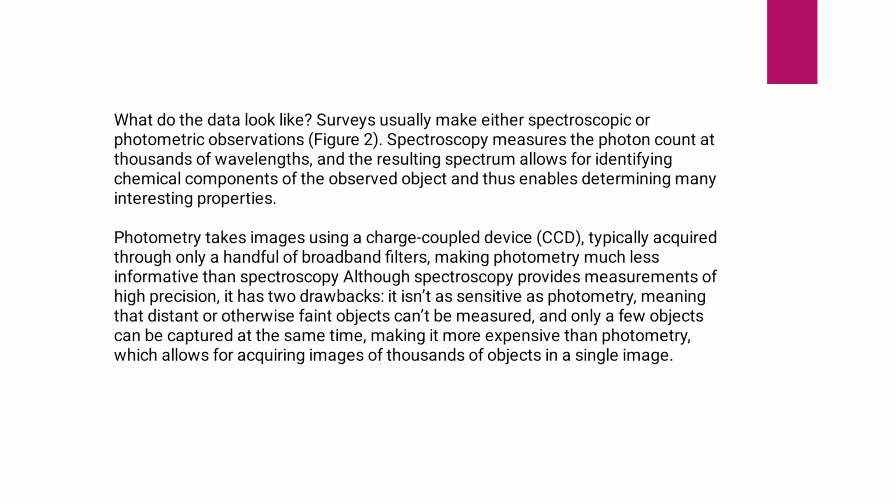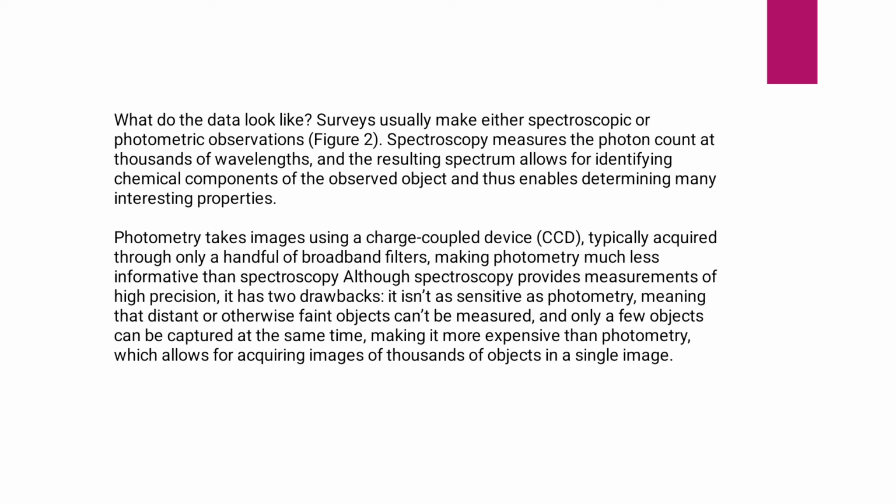What do the data look like? Surveys usually make either spectroscopic or photometric observations. Spectroscopy measures the photon count at thousands of wavelengths, and the resulting spectrum allows for identifying chemical compositions of the observed objects and thus enables determining many interesting properties. In the second slide, we can see the spectroscopic or photometric observations.